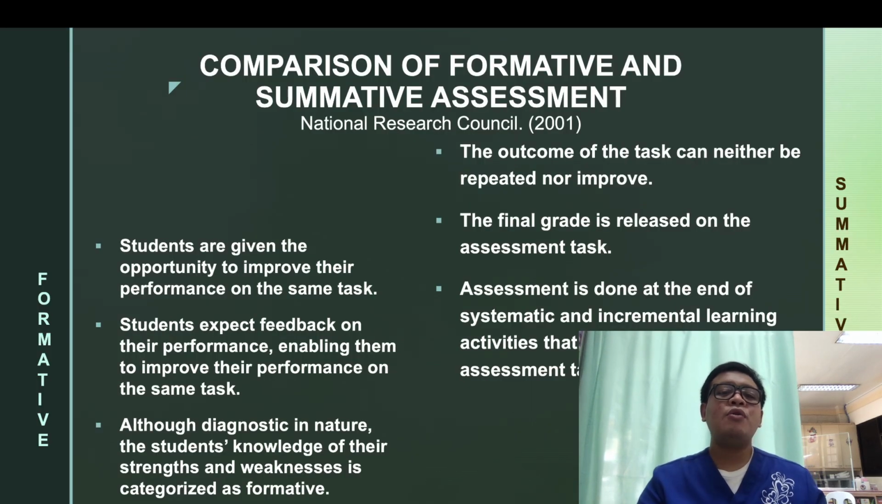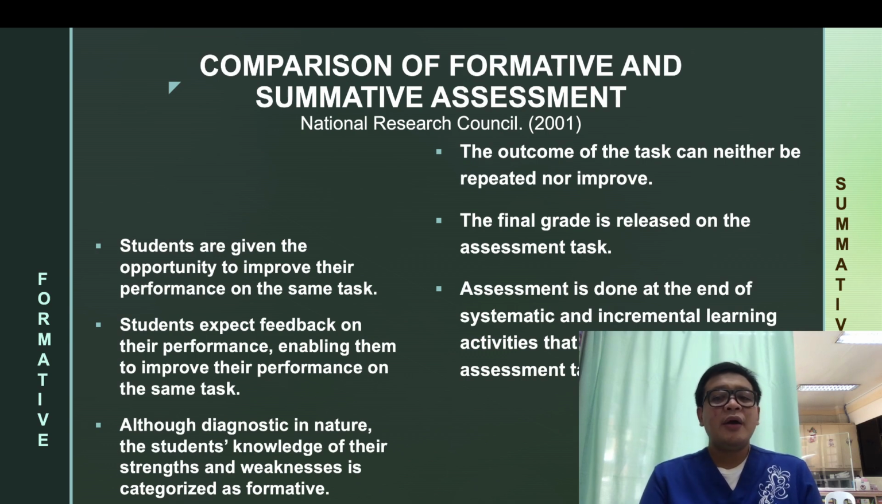If we're going to compare formative and summative assessment, according to the National Research Council of 2001 and the American Psychological Association of 2001, let's tackle formative first. Students are given the opportunity to improve their performance on the same tasks. Students expect feedback on their performance, enabling them to improve on the same task. And although diagnostic in nature, the student's knowledge of their strengths and weaknesses is categorized as formative.